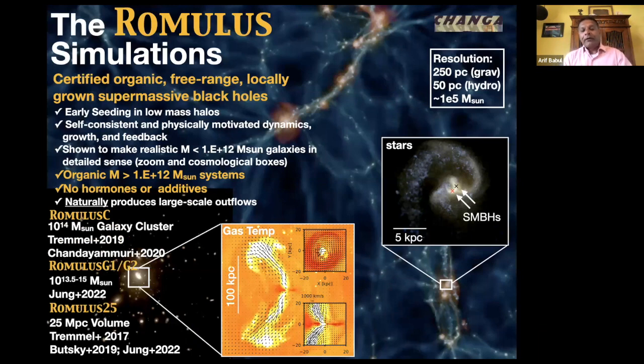Okay, so I'm not going to really talk about Romulus. I expect everybody in the room is familiar with this. This is just the standard poster that Michael developed for this simulation. What I do want to point out is that in addition to Romulus C, which is a Zoom simulation of a 10 to the 14 solar mass system, we actually have two more Zoom simulations of groups called G1 and G2, and the standard Romulus 25 cosmological volume that Vida mentioned.